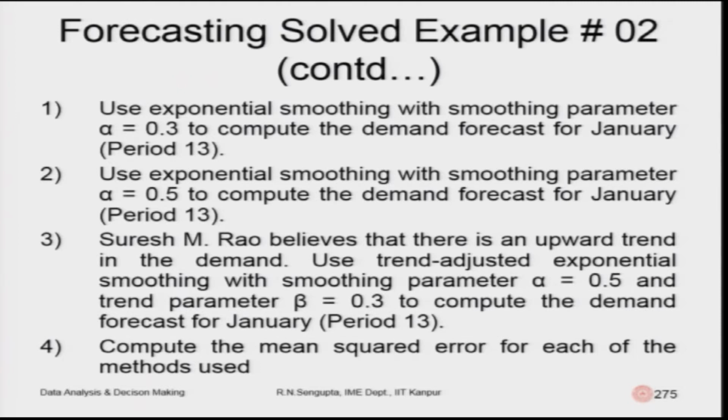One person by the name of Suresh M. Rao believes that there is an upward trend in the demand. Use trend adjusted exponential smoothing with smoothing parameters alpha equal to 50% and beta equal to 30%, or 0.5, 0.3, to compute the demand forecast for the month of January, which is the 13th month. And now you compute the mean square error for each of these methods, and technically you have to basically comment intelligently.